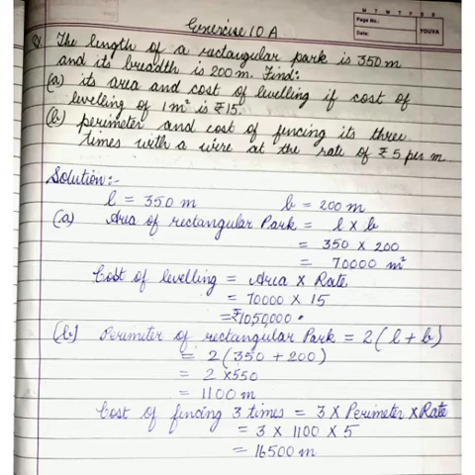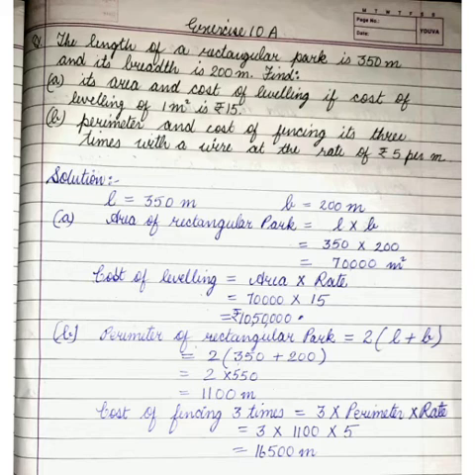The length of a rectangular park is 350 meter and its breadth is 200 meter. Find its area and the cost of leveling, if the cost of leveling is rupees 15 per meter square, and find its perimeter and cost of fencing it 3 times with a wire at the rate of rupees 5 per meter.